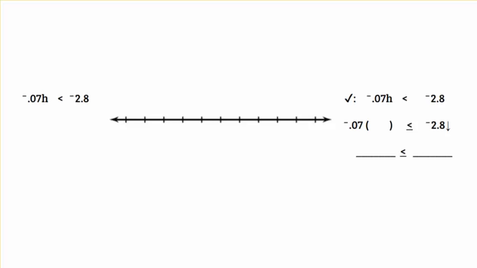Okay, let's take a look at this inequality. So we're going to draw our river, and then we know that in order to get rid of this negative 0.07, it involves dividing by negative 0.07 on both sides. All right, so that means that we need to set up our division house.